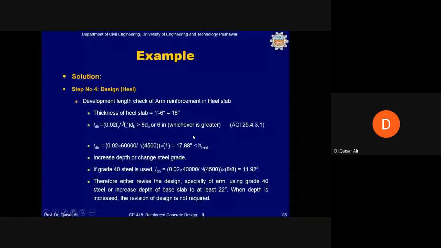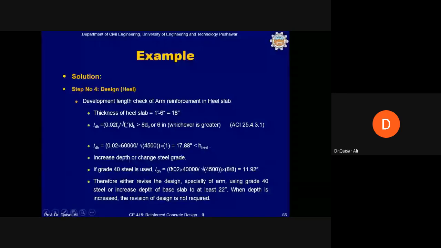The development length checks are also made at the end. You can see this, that development of the hook must be this. So this is calculated 17.8 inch. This is greater than available. We can increase depth or change the steel grade if we use grade 40 steel. So this concludes the design of the retaining wall.